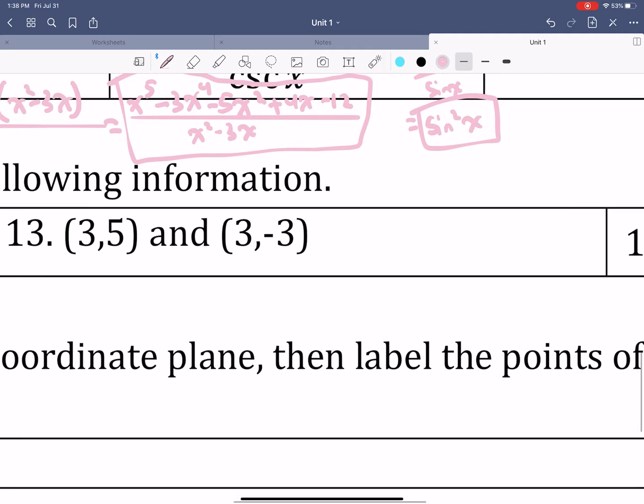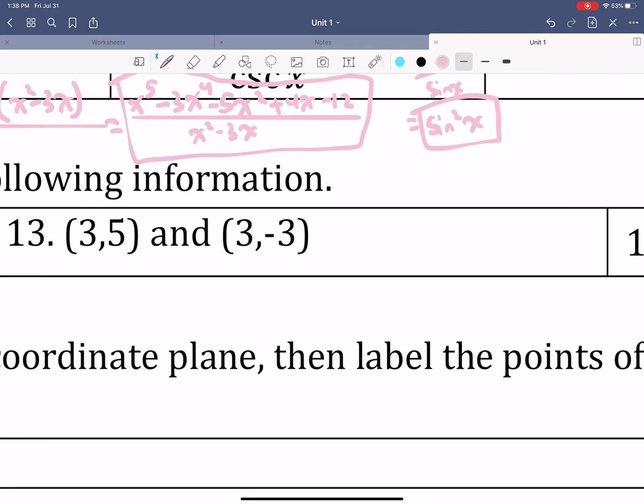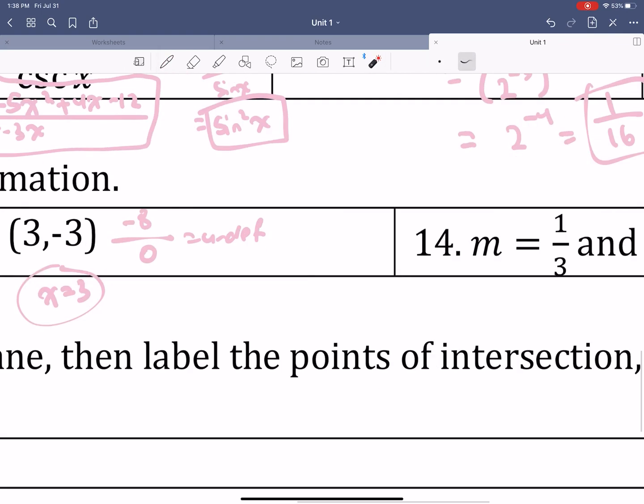Okay, this one over here. Same thing. Slope, change of y over change of x. So that's negative 8 over 0. I can't divide by 0. That's undefined. That tells you it's a vertical line. Another way to know it's a vertical line, the x coordinates are exactly the same, which means these points stack on top of each other, vertical movement. So x is equal to 3 because all of the x coordinates are going to be 3 on this line.